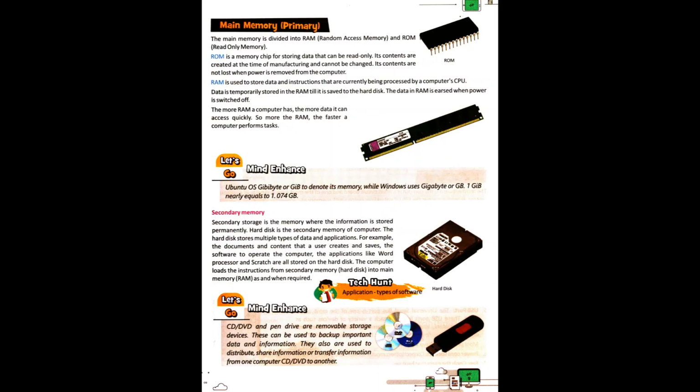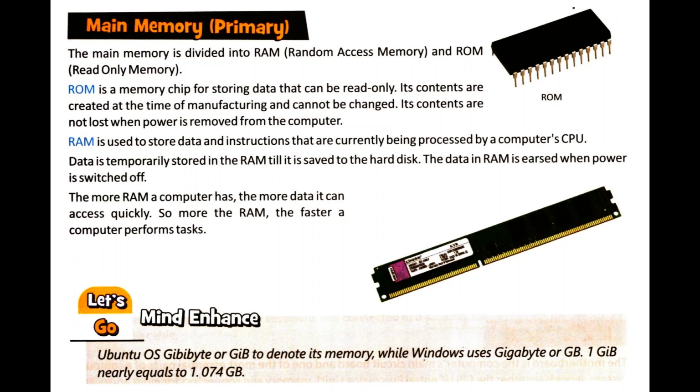Moving forward, memory. We need to understand memory. What is memory? Memory is a physical device which stores information for a temporary period of time or permanently. The main memory is divided into RAM, which is known as random access memory, and ROM, which is known as read-only memory. ROM is a memory chip for storing data that can only be read.